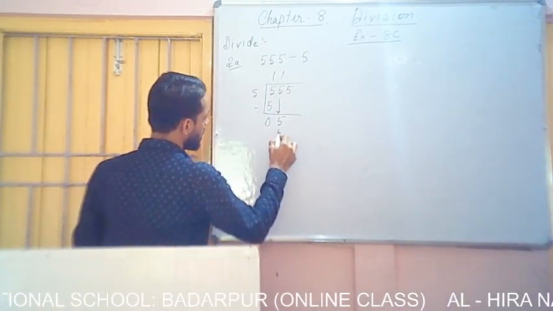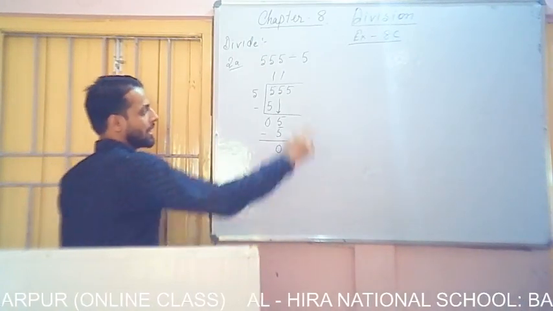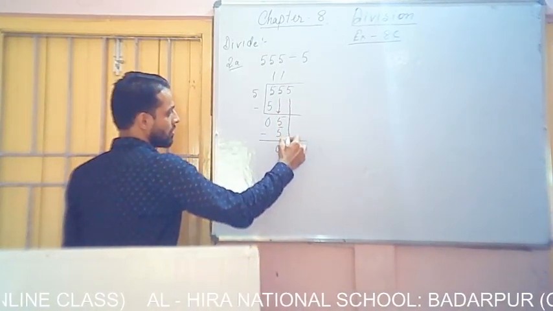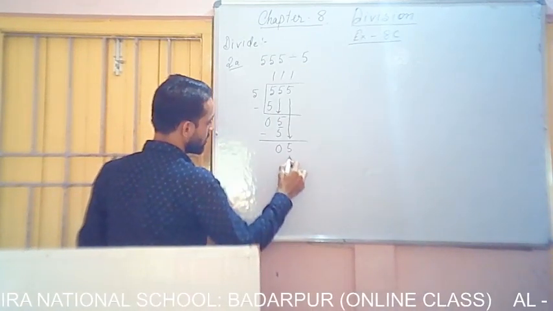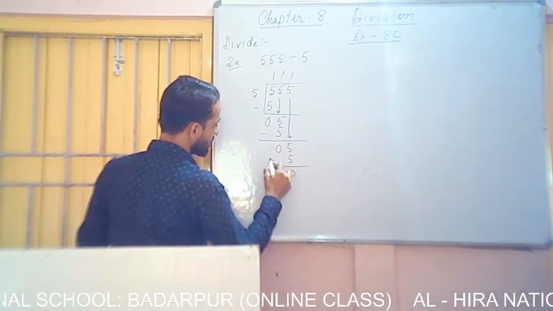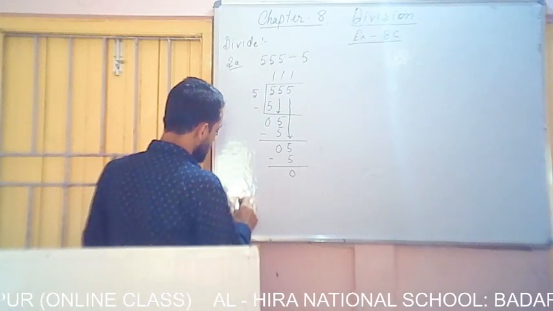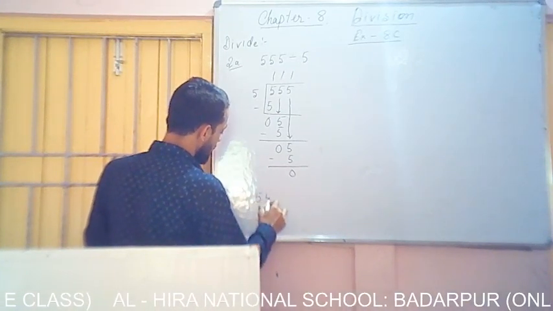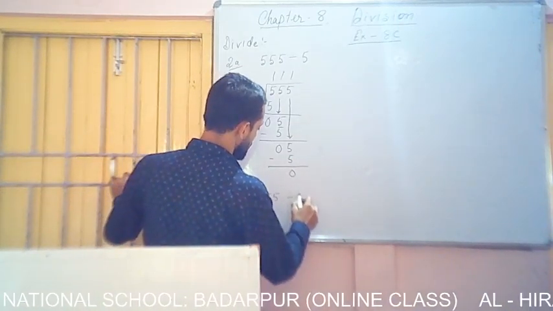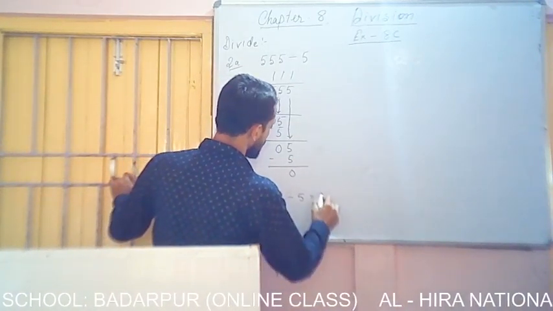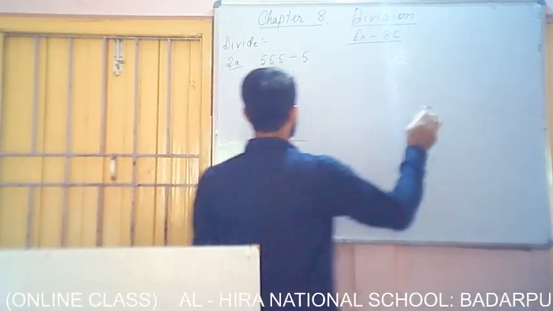Again 5 ones are what? 5. 5 minus 5 equals to what? 0. Now again bring down 5 ones. So again 5 ones are what? 5. So 5 minus 5 equals to what? 0. So we can write here, therefore dividend is 555, which is divided by what? 5 equals to get 111. So the answer for this question is 111.